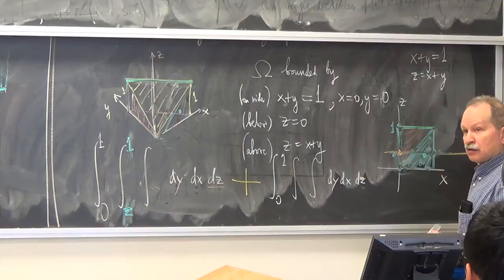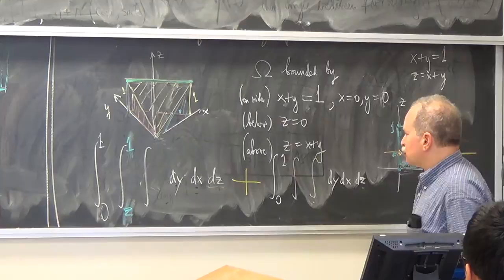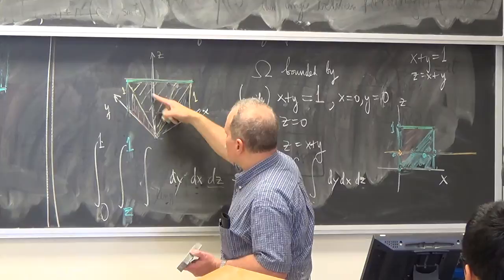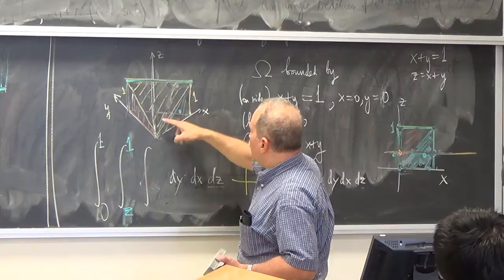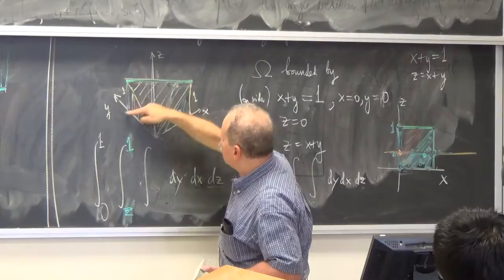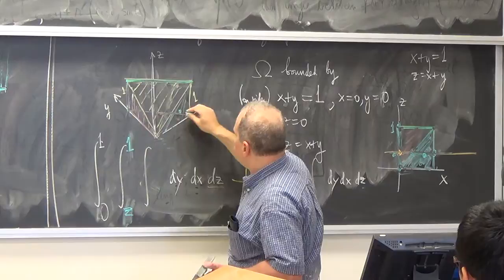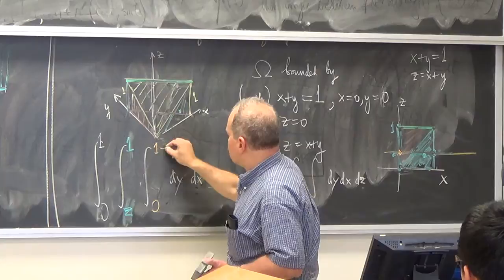Okay. And we've decided we're in this piece. So what does y do? 0 to 1 minus x. So going this way, where do I stop? So you're saying if I'm starting underneath here, I never interact with the top surface, but I keep going until I get to the back wall, which is the plane x plus y equals 1. Yes. So it goes from 0 to 1 minus x.